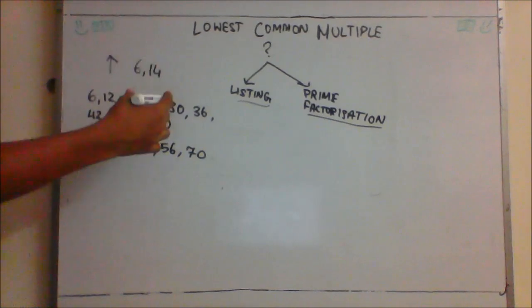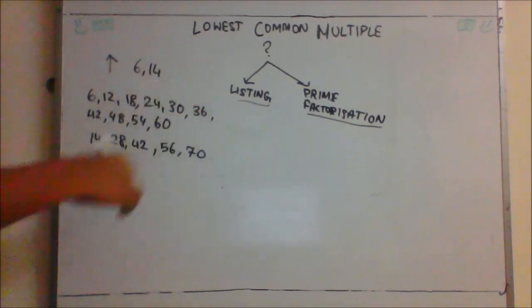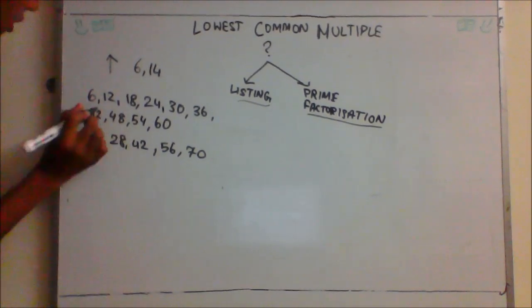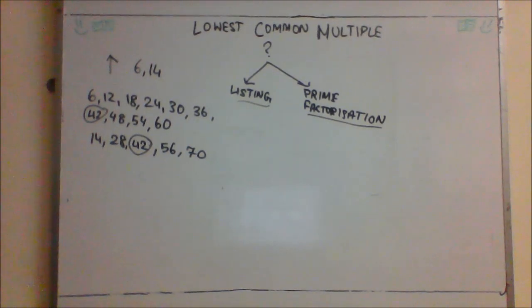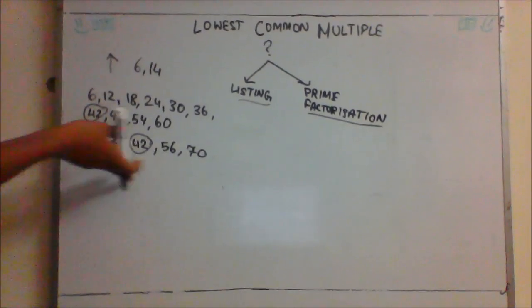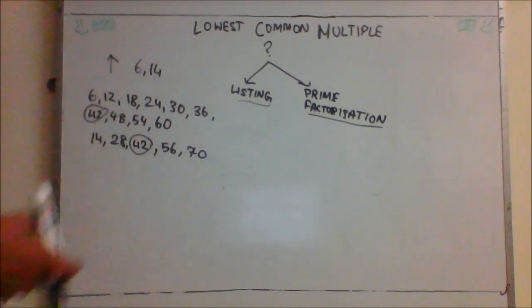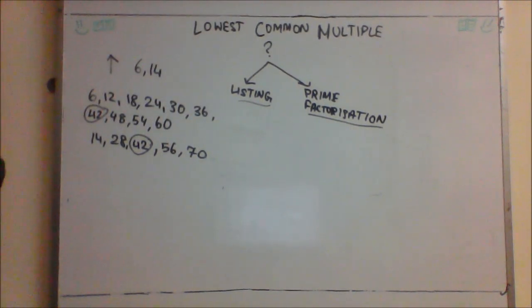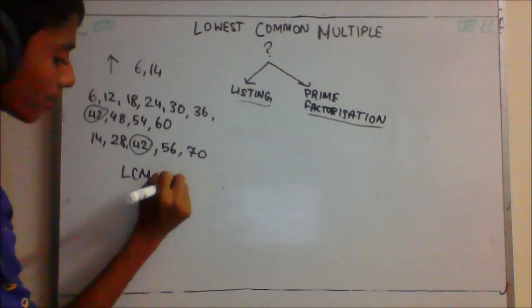14 is here, but 14 is not in the multiples of 6. 28, no. 42, yes. That's the lowest common multiple. See, that was pretty simple, but it takes a lot of time. If I had stopped at 30 and then figured out that I have to write more multiples, this doesn't work for bigger numbers, but it does well for smaller numbers. So in this case, the LCM is 42.